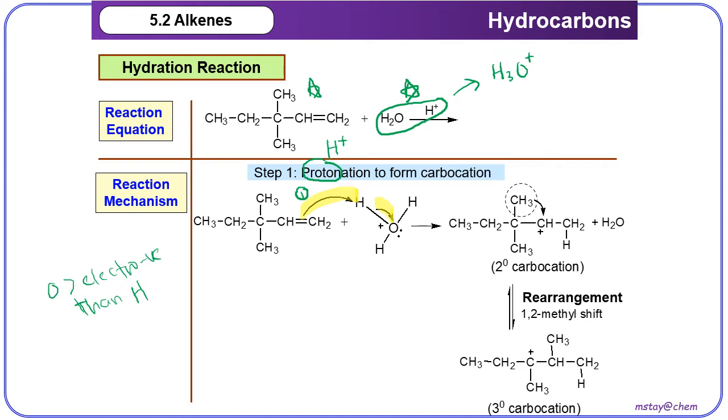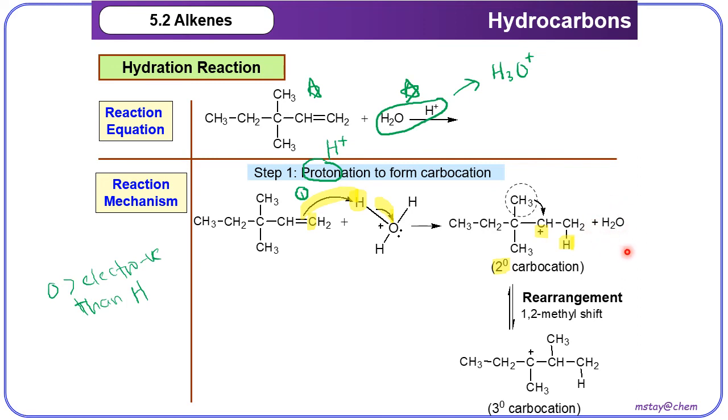Therefore you will notice again we need to attach the hydrogen to the carbon with more hydrogens. So you will see that the hydrogen is attached here and this is the carbocation ion. This carbocation ion is a secondary carbocation ion. Since the bond is broken and the electrons are gained by the oxygen, now the oxygen has 2 lone pairs and 2 hydrogens left, so it becomes H2O.